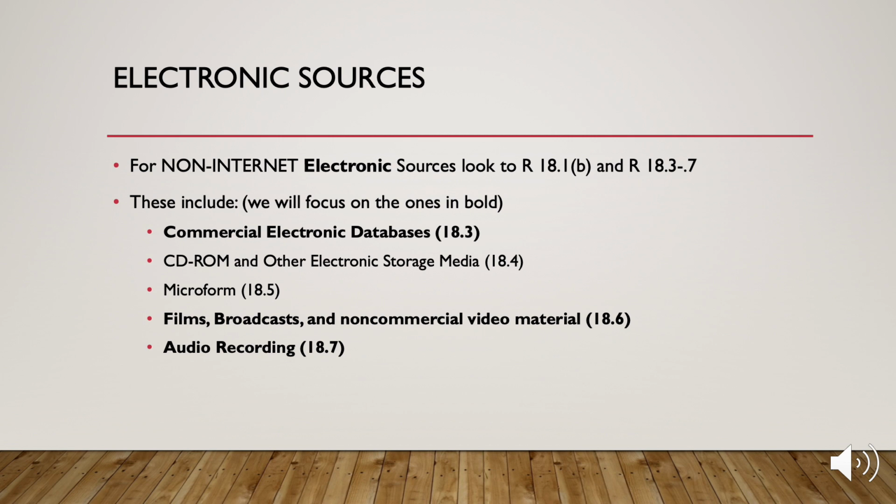Electronic sources. For non-internet electronic sources, look to Rule 18.1b and Rules 18.3 to 18.7. These include, and we will only focus on the ones in bold as they are the most commonly used: 1. Commercial electronic databases, Rule 18.3. 2. CD-ROM and other electronic storage media, 18.4. Microform, 18.5. Films, broadcasts, and non-commercial video material, Rule 18.6. And finally, audio recording, Rule 18.7.